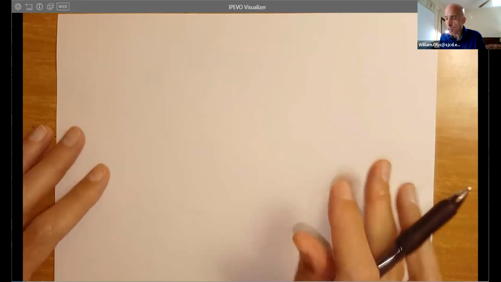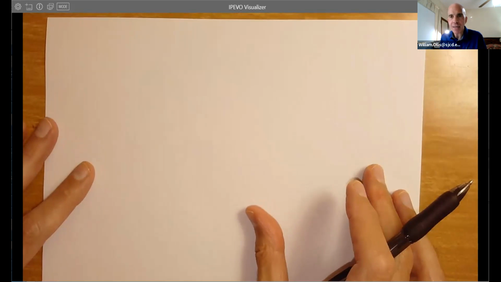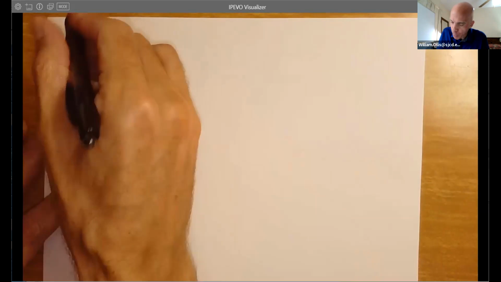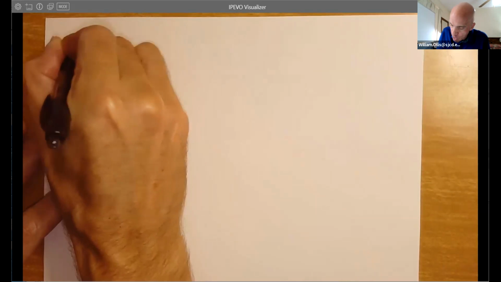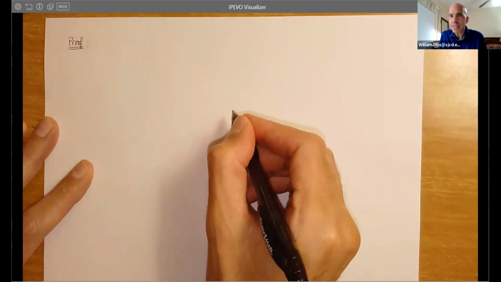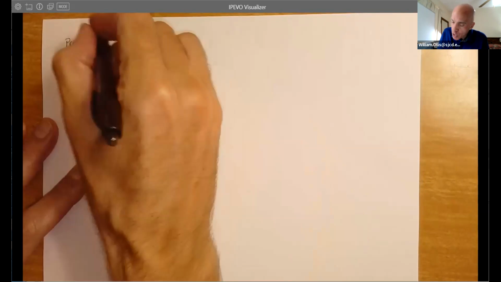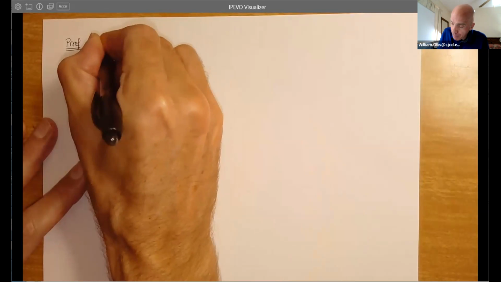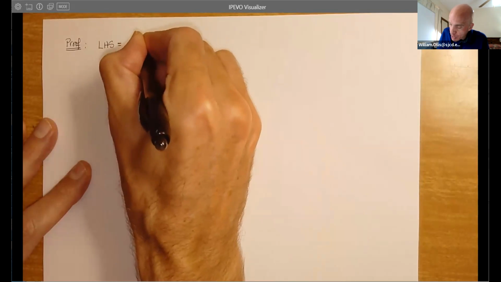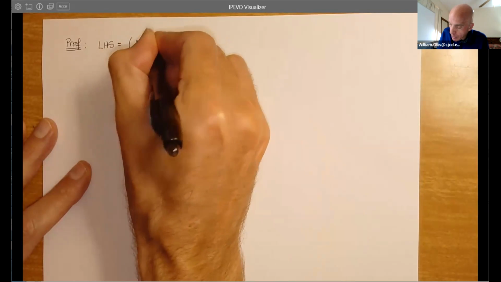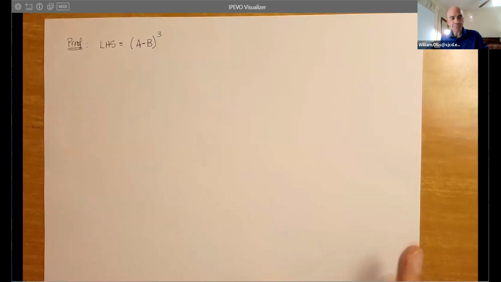And this will just give us some practice in collecting terms and multiplying things, which we really get rusty on pretty fast. So we're going to say proof, just because we want to practice the distributive law. So we're going to say our left-hand side is (a minus b) quantity cubed, okay?